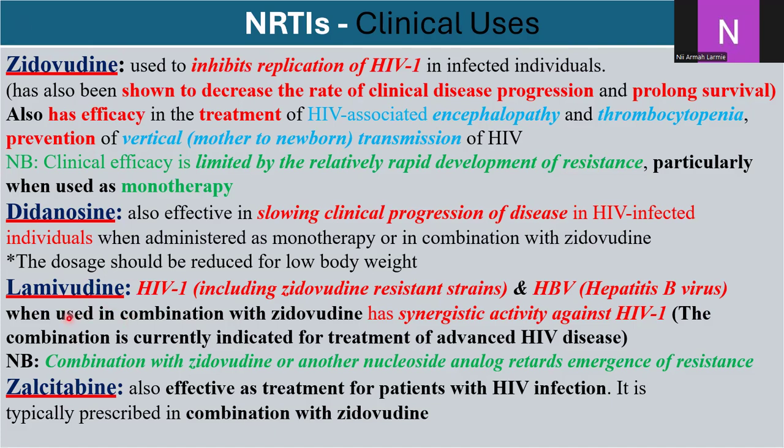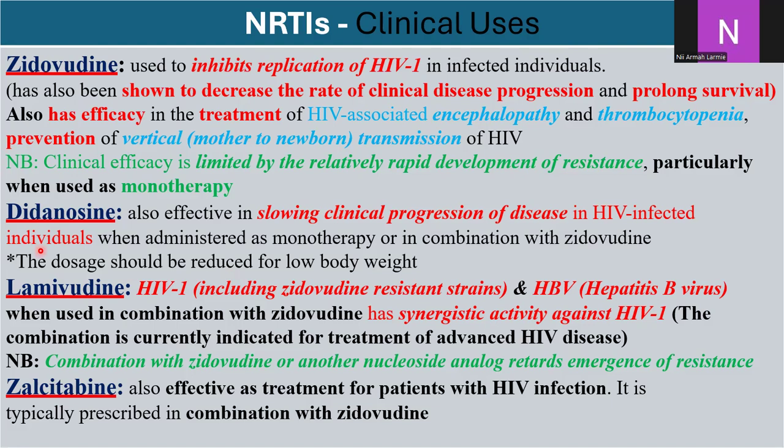Lamivudine is also useful for HIV virus, HIV-1, including those that have shown resistance to zidovudine. And lamivudine has been used for hepatitis infections. When used together with zidovudine, it has a synergistic effect or activity against HIV-1. So we normally combine these for what is called advanced HIV disease. Now, the combination also seems to help reduce the emergence of resistance to either drug, especially to zidovudine.